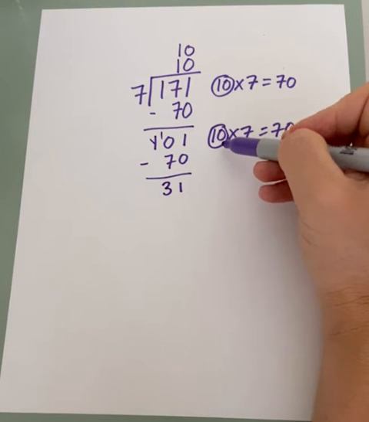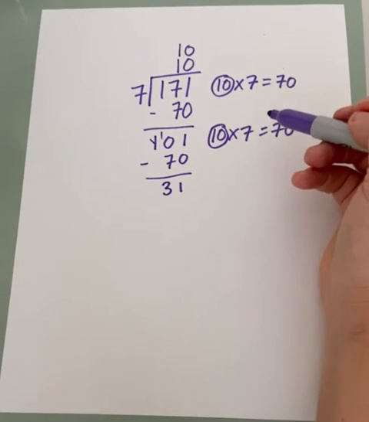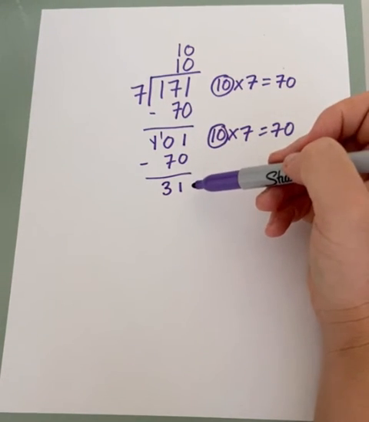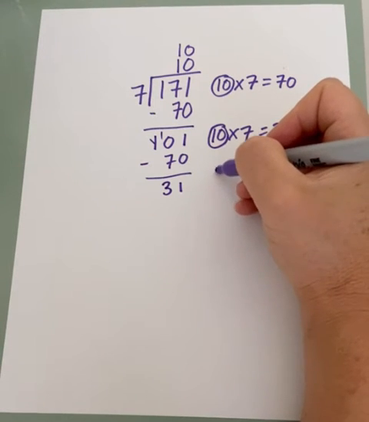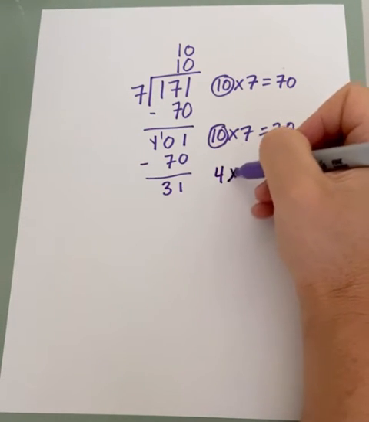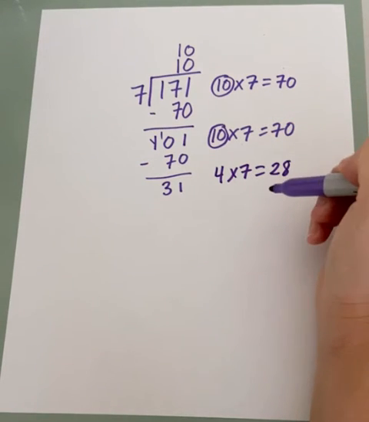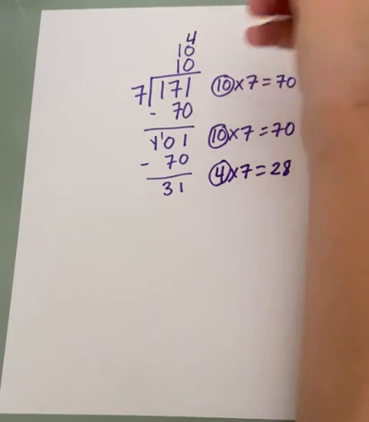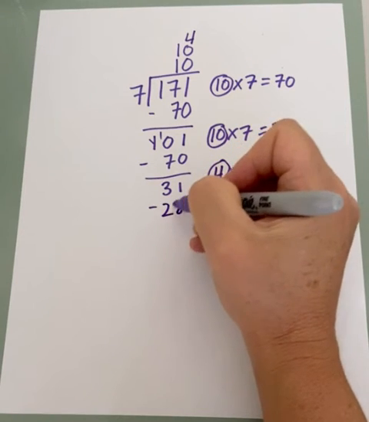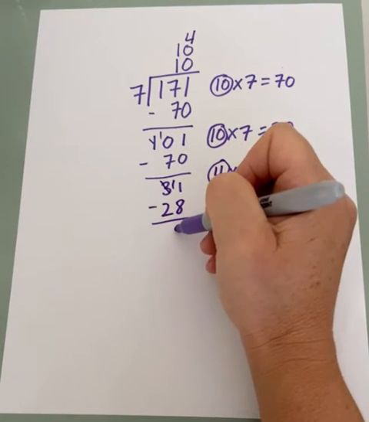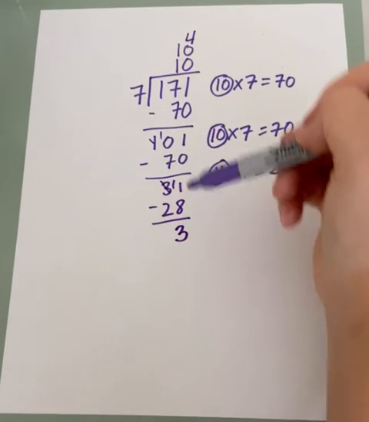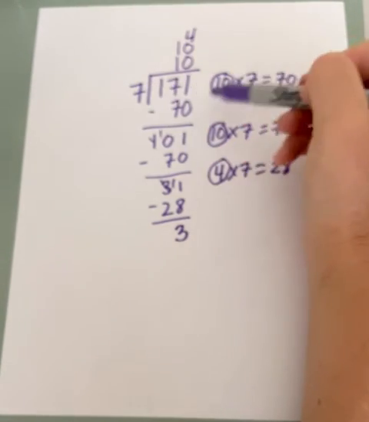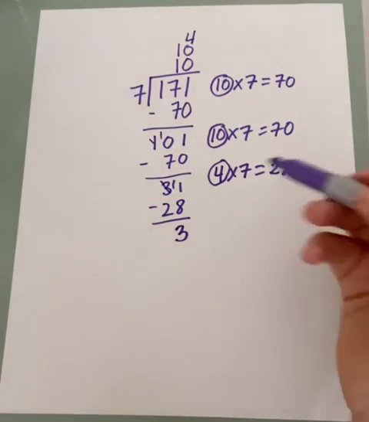Now the question is, is there another 10 groups of 7 in 31? No. So we have to think about how many groups of 7 fit into 31. And I know, thinking about my math facts, that 4 groups of 7 is 28, which is very close to 31. So now I can add my next 4 groups of 7 up here and subtract 28 from my current total, which leaves me with 3. Now, is there another group of 7 inside of 3? No, because this is smaller than the divisor, than the thing that we're dividing by. So this will become our remainder.